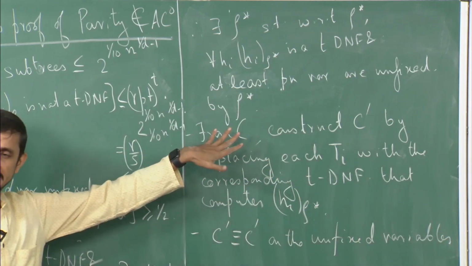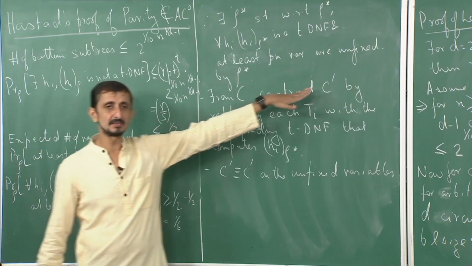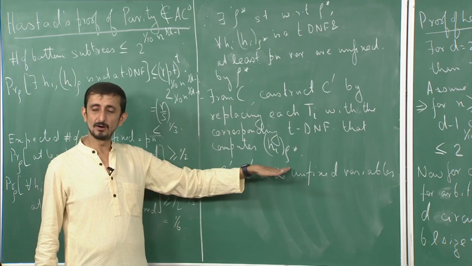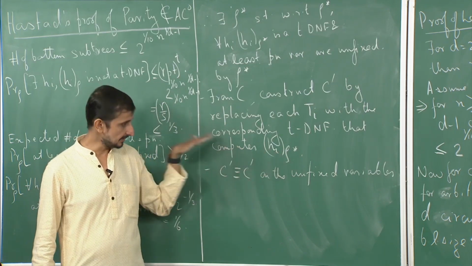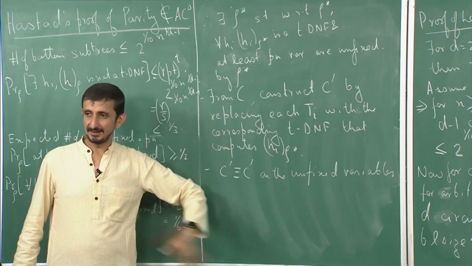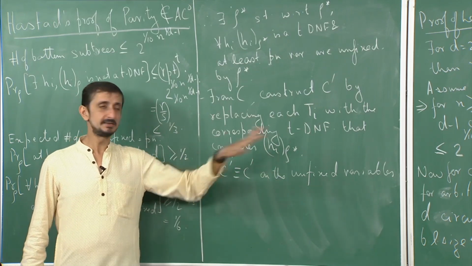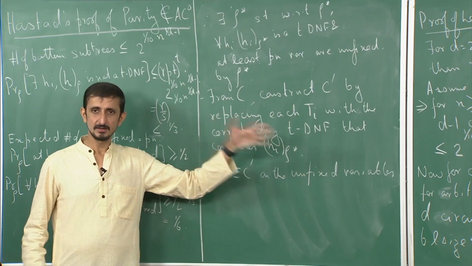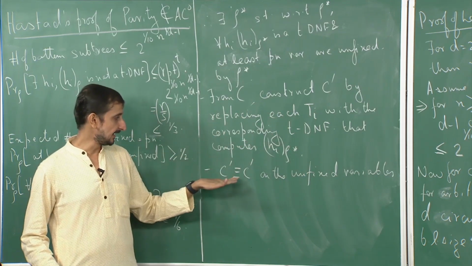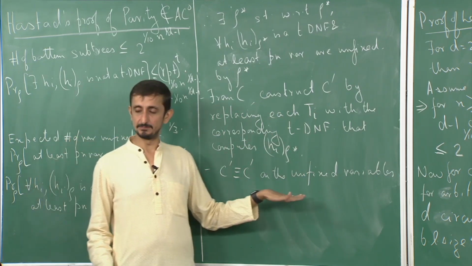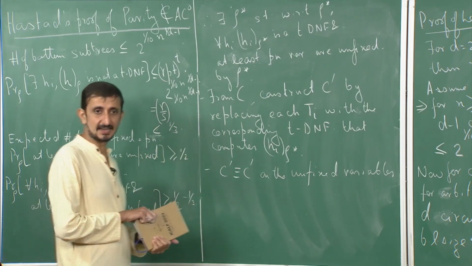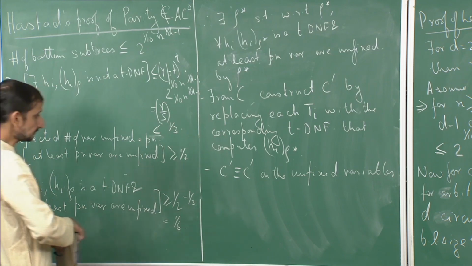So, I take my circuit C. Firstly, I construct C prime. I take that particular rho star and apply the switching lemma, and I get a corresponding T DNF. I just replace each of those Ti's with the corresponding T DNFs. So, I get this, and on the variables that are not fixed, both these circuits are exactly the same, right.